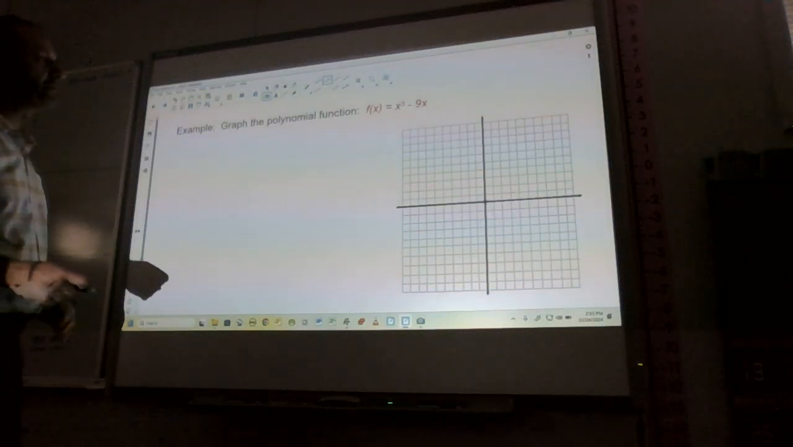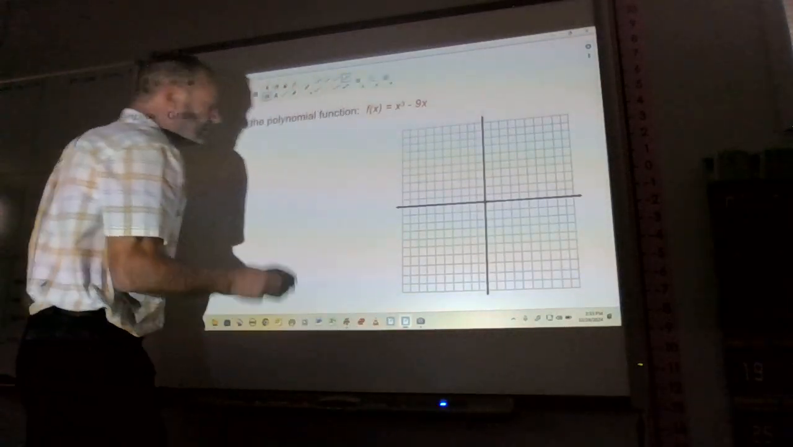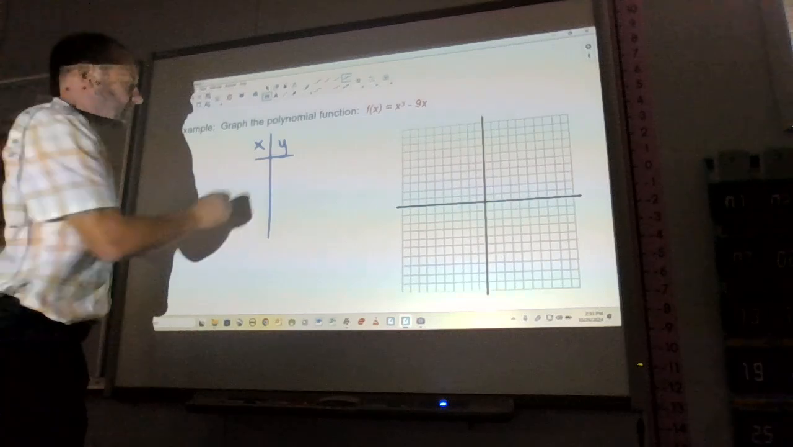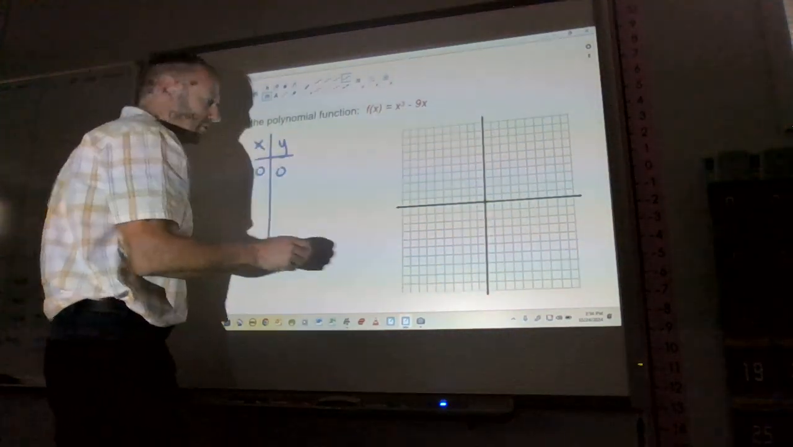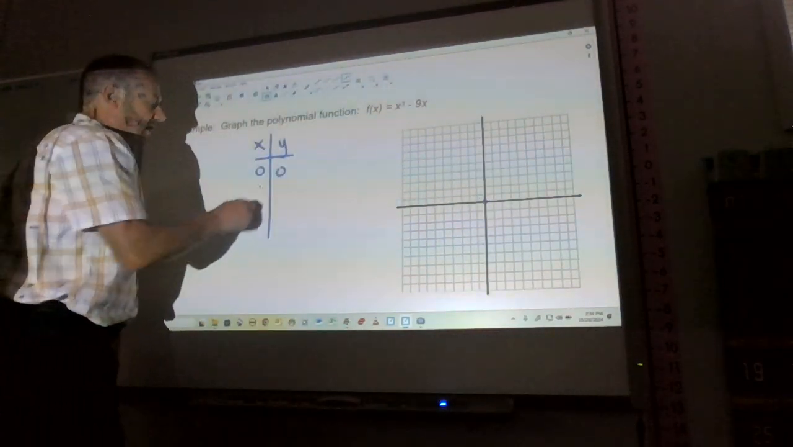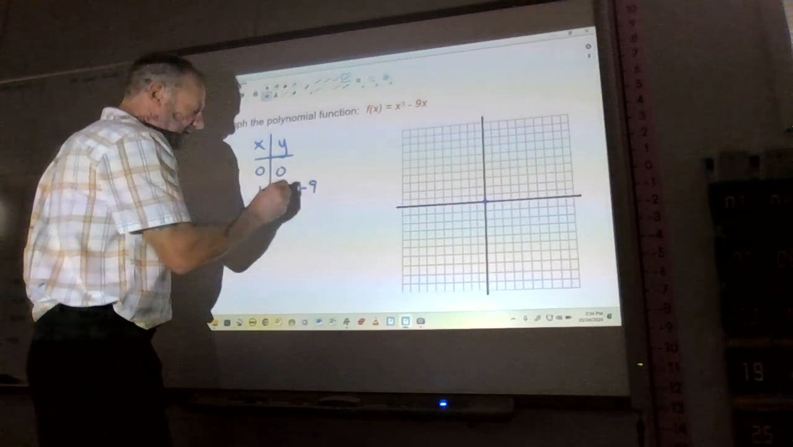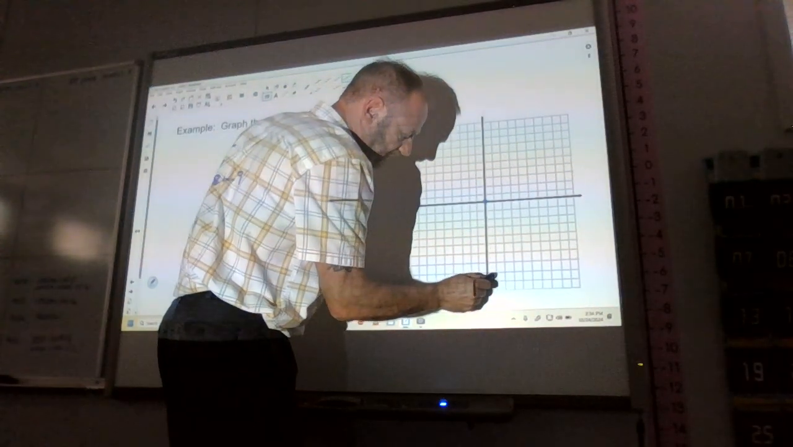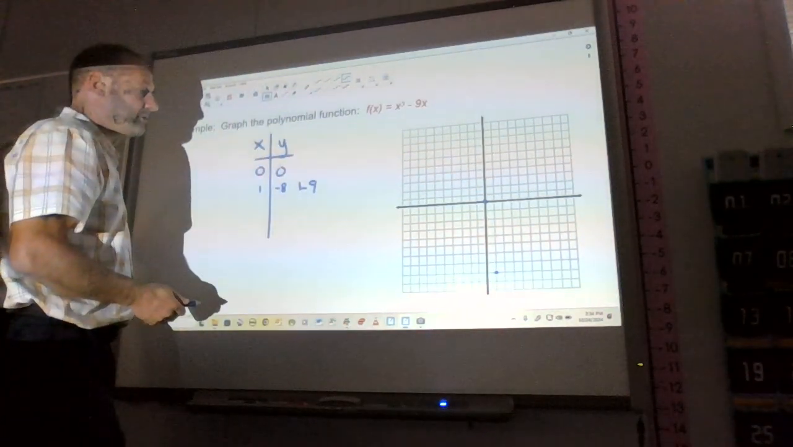Okay, graph the polynomial function x cubed minus 9x. Okay, so this would be easy to do on a table. Okay, I might start with 0. So that would be 0 cubed minus 9 times 0 would be 0. So 0, 0, that's the origin, that's our friend right there. Okay, and 1, that would be 1 minus 9, so that's going to be negative 8. 1, 2, 3, 4, 5, 6, 7, 8. It's going to be right here. I think 2 is going to go off the graph.